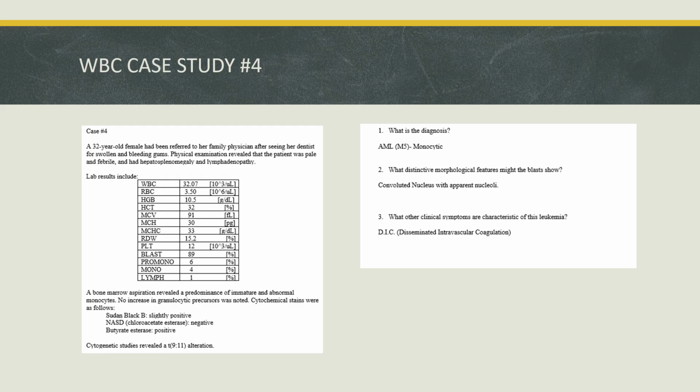She has some signs and symptoms that could lead us to believe that there is some type of a monocytic proliferation. And that's because she's got those swollen and bleeding gums. Now, along with that, she has hepatosplenomegaly and lymphadenopathy.